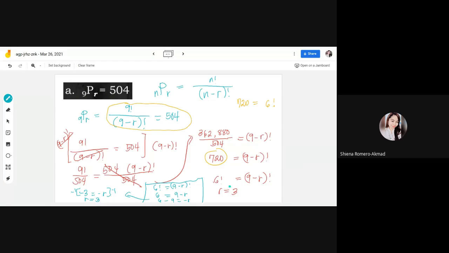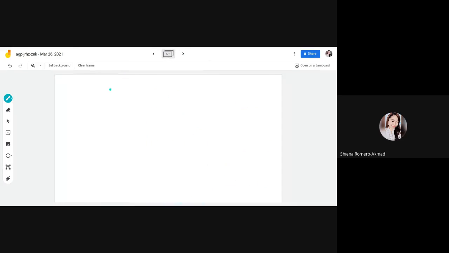Or pwede rin naman, ganito. Tulad ng ginawa ko, nag-isip lang ako ng number with the rest. Pwedeng i-substitute natin dito sa r for us to get the value of r. Okay? Now, how about for the second example, or letter B of this example number 2. Let us solve. Ito naman, ang kinaibahan niya is ang ito-solve natin dito ay yung n.